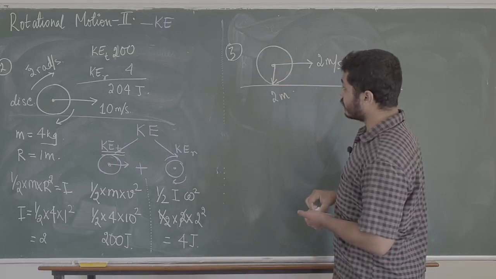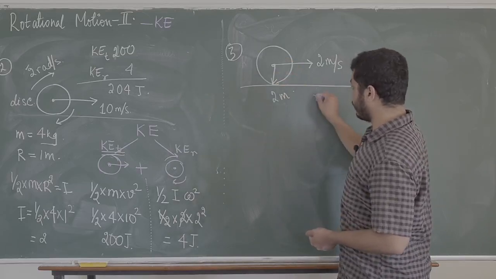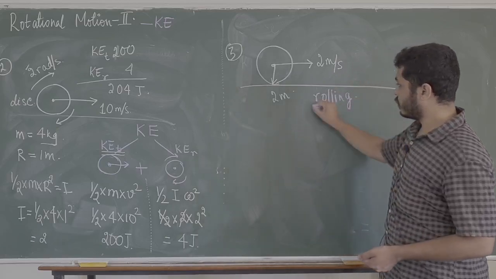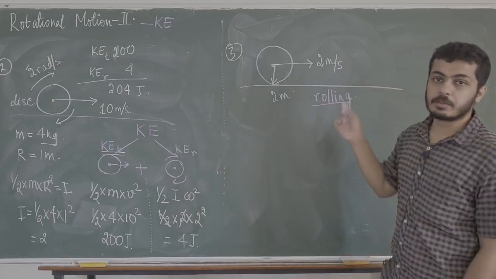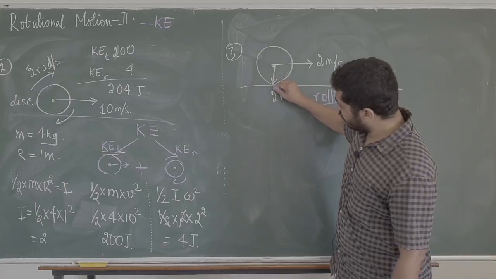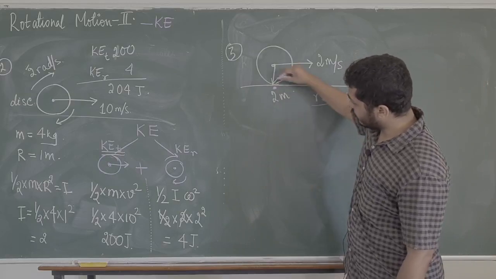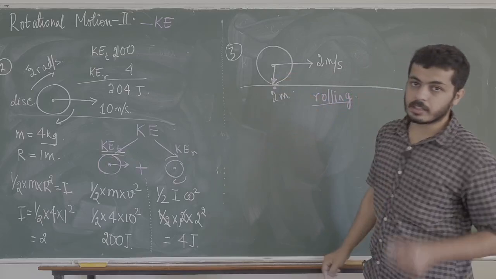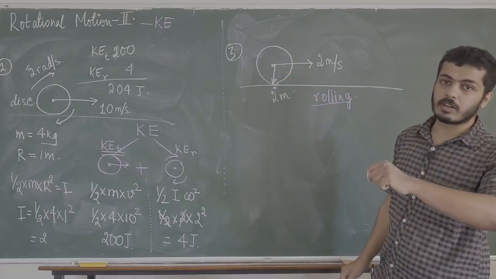And in this case, I am mentioning that my wheel is rolling. My wheel is rolling. So I've taught you rolling motion. If the wheel is rolling, the velocity of the surface and the velocity of the wheel, both of them, they should be equal. The velocity of the surface should be equal to the velocity of the wheel.